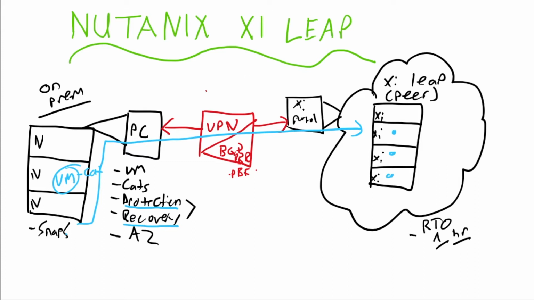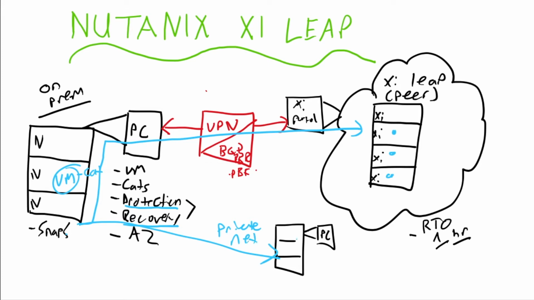So again, if I had another physical cluster here with a PC, then this can still happen with whatever networking I have, private network, to this cluster using the same mechanism. So I can use the same policy-driven system. It's just that when you go to Xi Leap, it is our service. So there's nothing more for you to manage except the replication of the VMs to and fro, right?